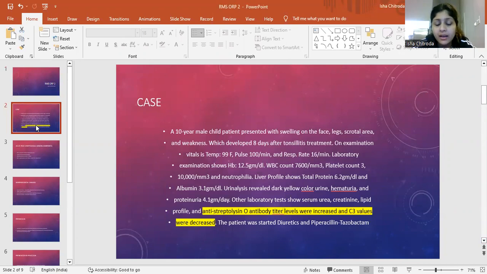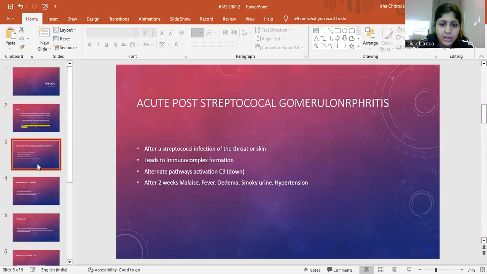And the most important thing that we should look for is the anti-streptolysin O antibody titer levels, which were increased, as well as the C3 value that was decreased. And the patient was given diuretics and piperacillin tazobactam. So, what is the diagnosis?